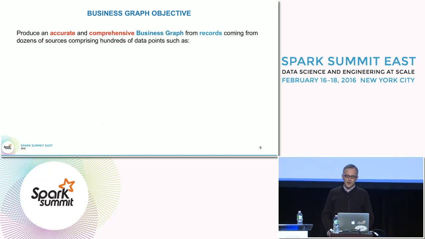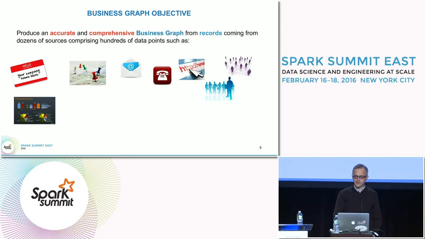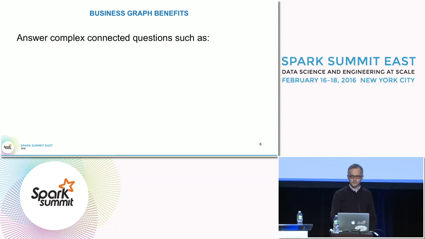As our business graph is used by all our customers, it has to be both comprehensive across all the industries and accurate, as our customers use our software to create marketing campaigns, such as email campaigns, sales campaigns, or social campaigns. So as such, we are building our graph from records coming from dozens of sources, comprising hundreds of data points, such as business name or addresses, emails, phone numbers, websites, employee information, demographics, financial data, technologies used within the business, news about the company, and a lot more.